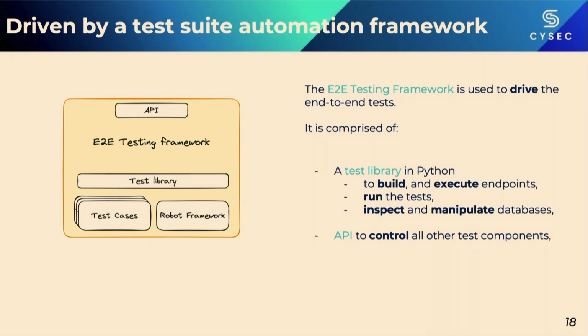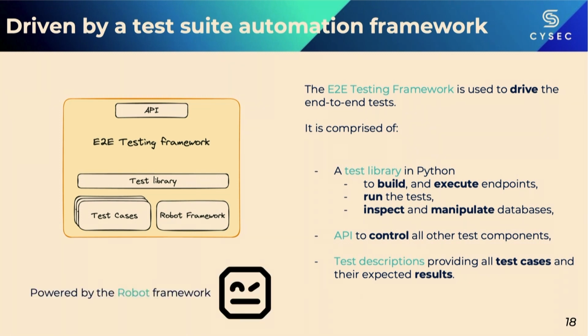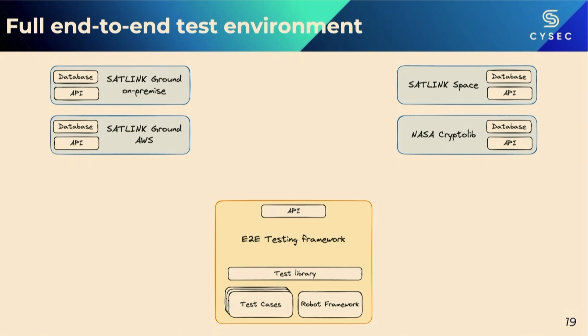Also, on the manipulation side of things, we want to make sure to simulate failure cases or attacks. This is a good way for us to directly interfere with the database and see how the system reacts to this. We have an API which is used to control all of the components at the same time and orchestrate the whole test environment. And finally, we have a list of test descriptions or test cases, which go through all the scenarios that we have identified previously. All of this is implemented using the Robot Framework, which is a test automation suite written in Python. Now, onto the environment.